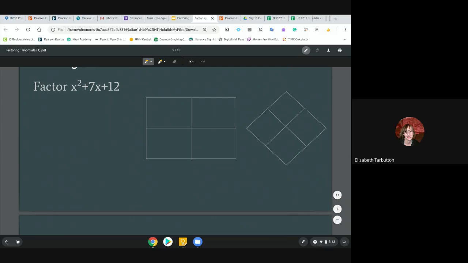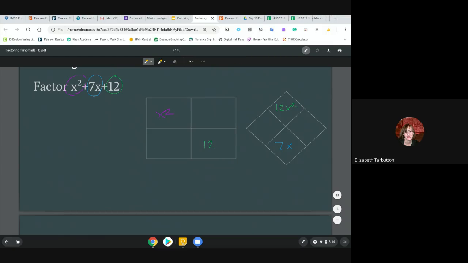We have ax squared is x squared, and that goes right here. And we have c has 12, and that goes right here. And we multiply those together, and we get 12x squared, and we put it right here. Our bx term is 7x, and that goes in the bottom of our diamond problem. Then we solve our diamond problem.